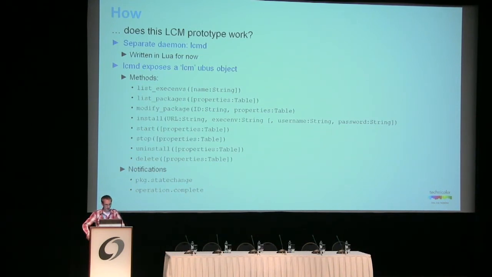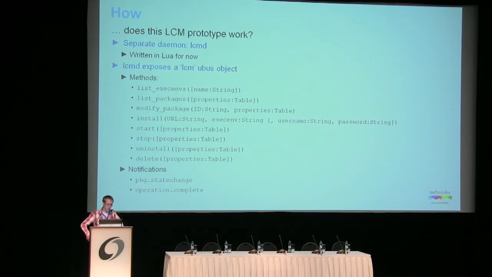And then LCMD, as a good component, I would say, uses UBus to export its services to the rest of the system. So it exposes an LCM object that has a bunch of methods. They are a bit logical, I would say. They are a bit similar to what you would see in TR69, but not exactly the same. So we've tried to make it a bit generic, so that they are usable for various purposes, but also you can put your TR69 stack on top of these methods and make it work.